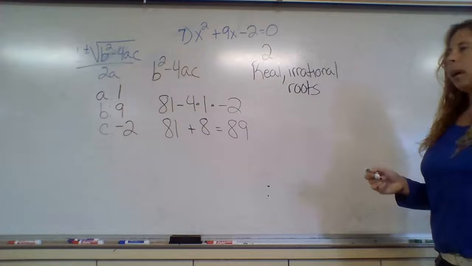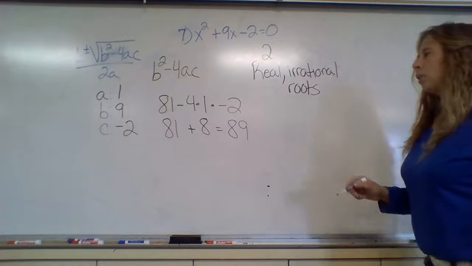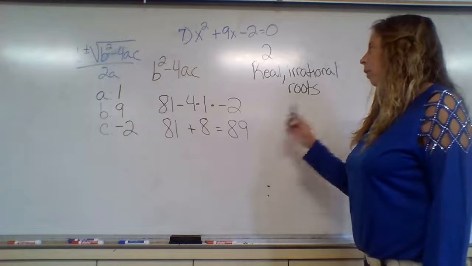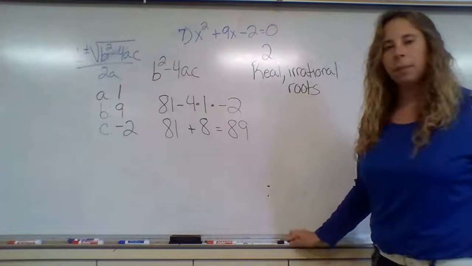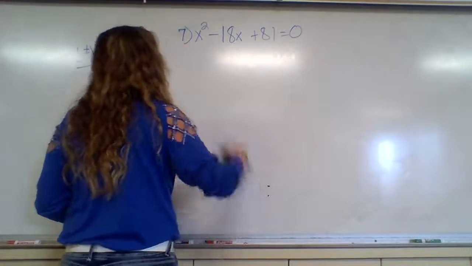Remember, the only time there's 1 is when your discriminant is equal to 0. If your discriminant is equal to 0, then there is 1 repeated root. Okay, that's number 7. Oh, sorry, this is no longer number 7. This is number 8.